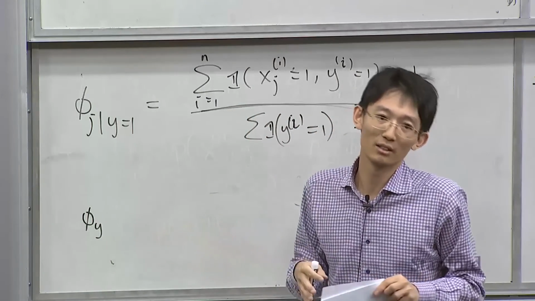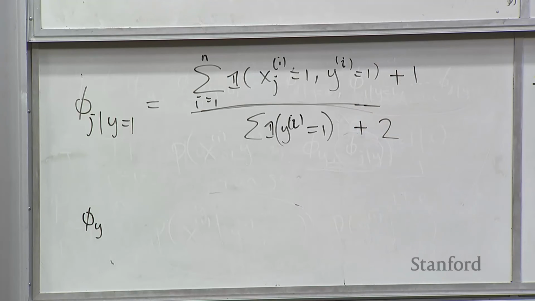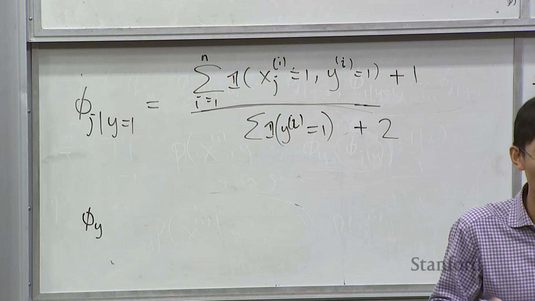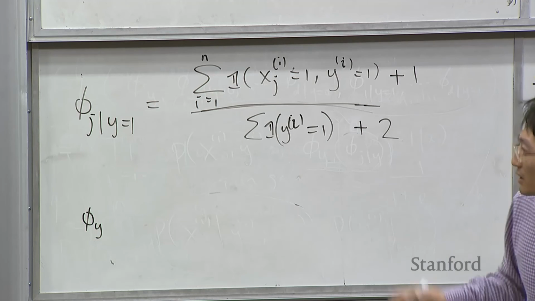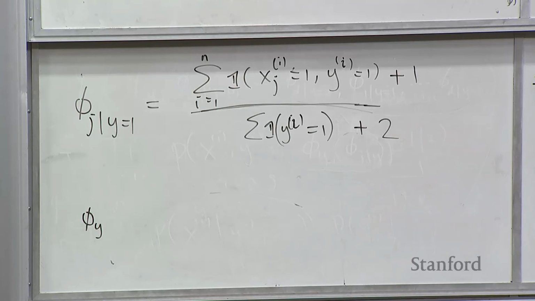But I think this is a little bit less important because in most data sets you have to see positive examples and negative examples. You have to see a reasonable number of them, maybe 50 positive, 50 negative. And then Laplace smoothing wouldn't really matter that much. You can still use it, but it wouldn't matter that much.